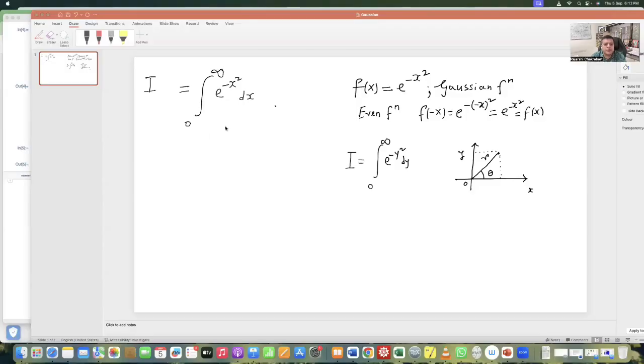So today I'll show you how to evaluate an integral of a function which is known as the Gaussian function. So let us do it. This is the function which is exponential of minus x squared. This is known as the Gaussian function.